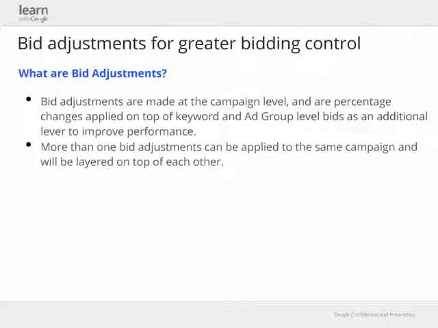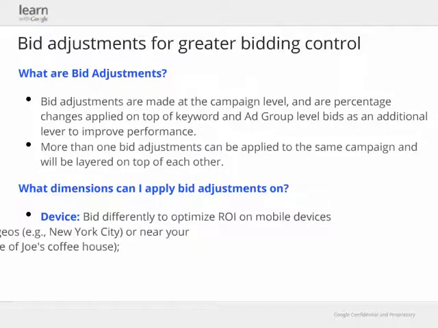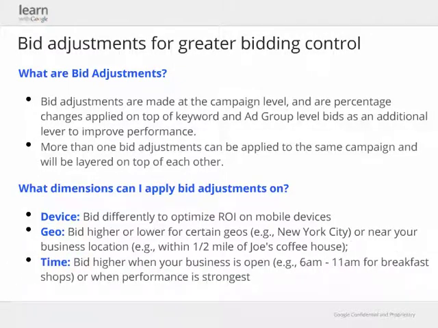Okay, so what dimensions can you apply bid adjustments on? Device, as I mentioned, so bid differently to optimize return on investment for mobile devices. Location or geography, so bid higher on specific geos if you want to target Singapore versus Bangkok, for example, or KL versus PJ in Malaysia. And time, so you can bid higher when your business is open, for example, 6 a.m. to 11 a.m. for breakfast shops, or when performance is strongest.